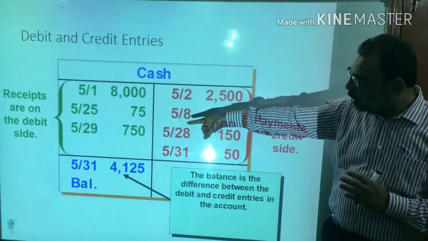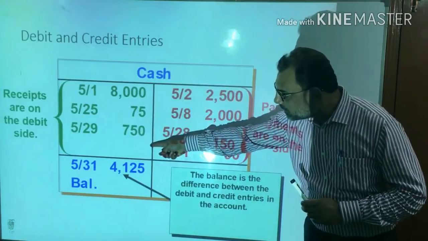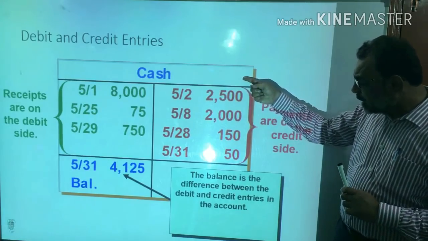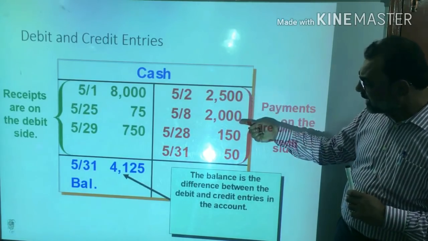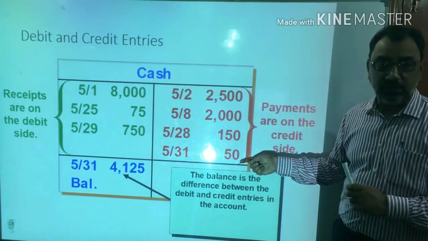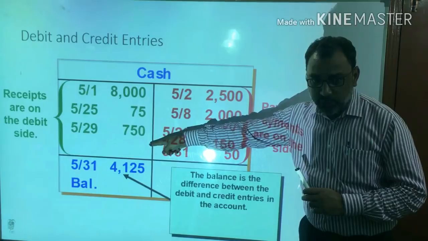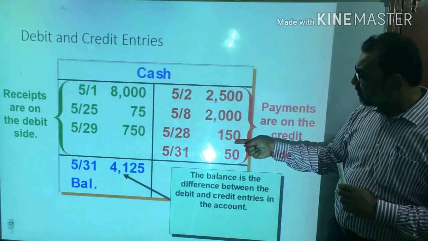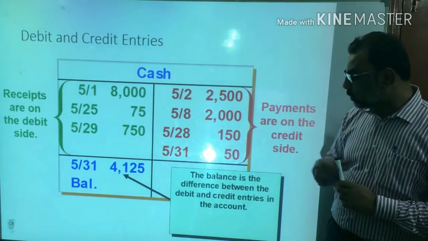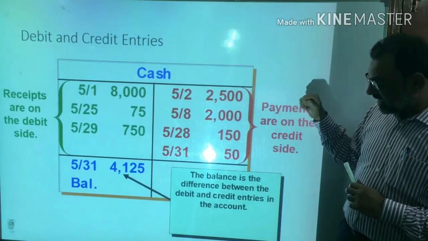If we are going to close this account, it is very simple. If we sum the debit side, it becomes 8,825. On the other hand, if we add this side, that is 2,500, 2,000, 150 and 50, I would guess it's 4,700. You have received 8,825 and the total amount you have paid is 4,700, so the difference is your closing balance, and that is 4,125. So the balance is the difference between the debit and credit entries in the account.